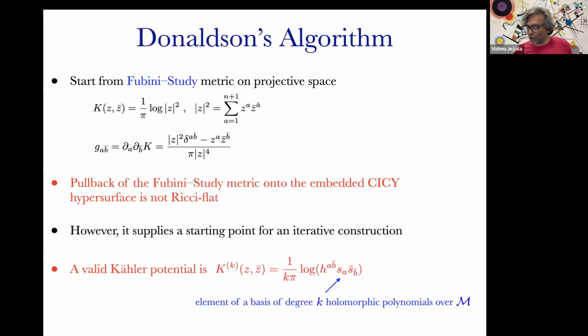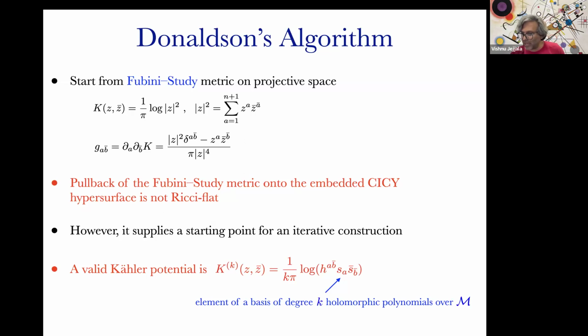So the initial numerical effort in this direction was Donaldson's algorithm. Donaldson's algorithm starts with the Fubini-Study metric in the projective space, and it provides a baseline for finding an approximate flat metric to which I'll compare our results. So the starting point is the Fubini-Study metric in the projective space, and we can pull this back onto the hypersurface embedded in the space. This metric will not be Ricci-flat, as you can readily convince yourself even for the torus.